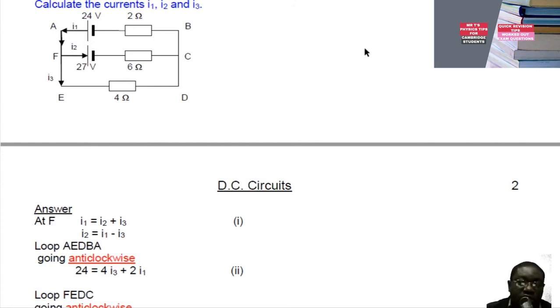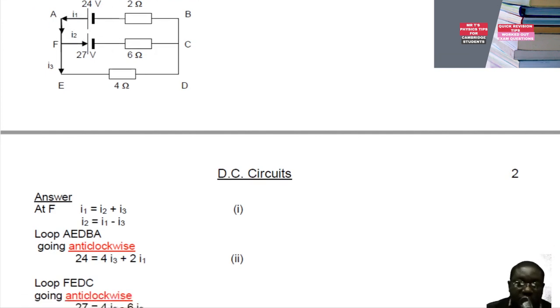You could also consider this loop if you want. That is the one that has got two EMFs. So it's going to be 24 volts minus 27 volts in that direction there. It's going to be 24 minus 27 is equal to 2I1 plus 6I2. So it's still the same thing. I think that should be easy to you.